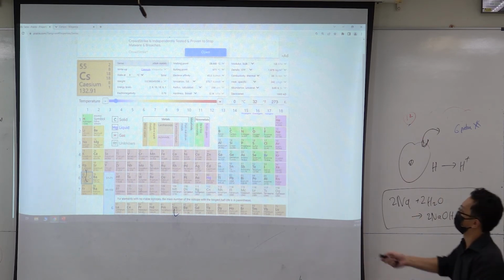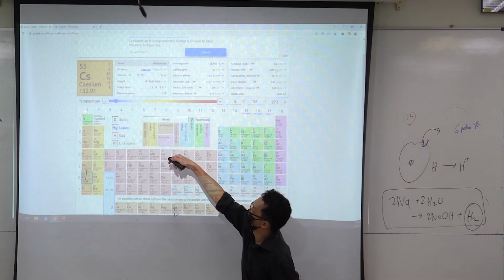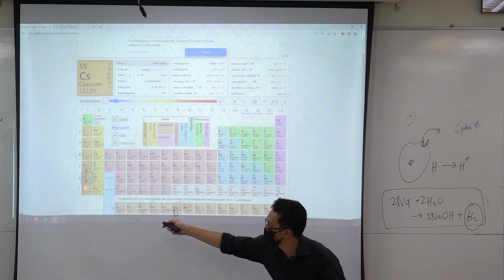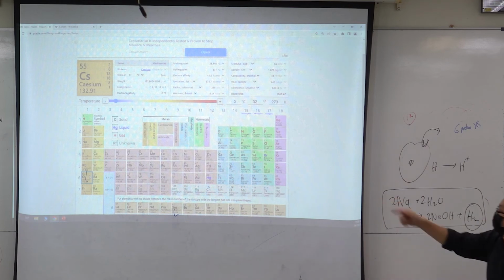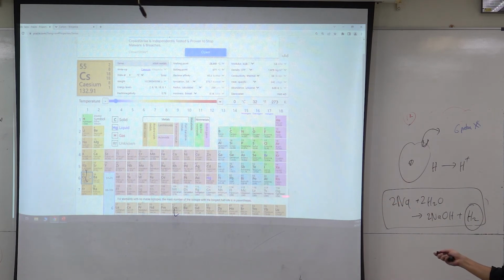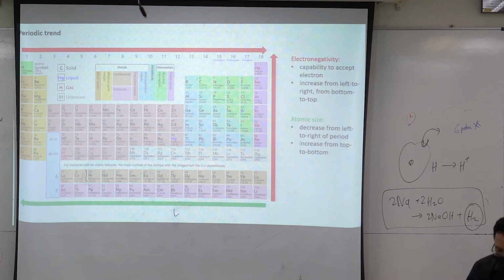So that's why the size becomes bigger from top to bottom, and also from right to left. So that is basically what we call the trend.